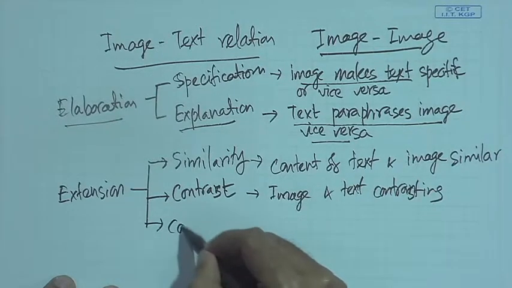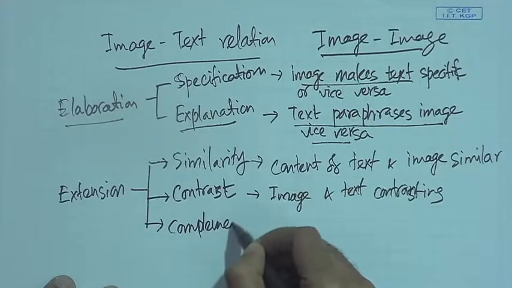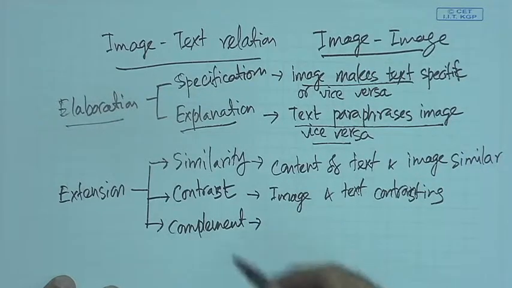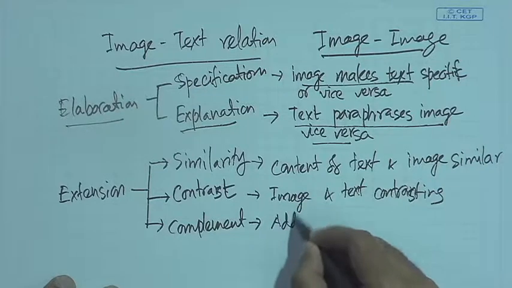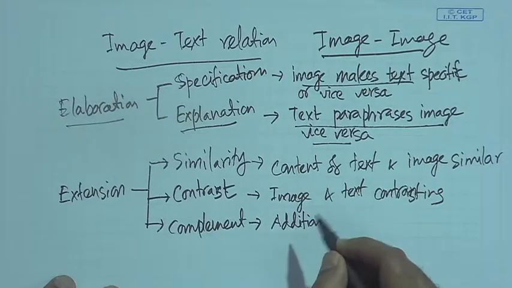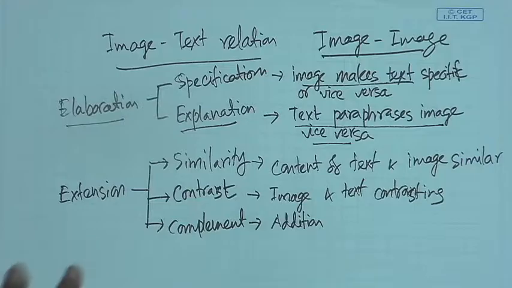The third one is complement. That is a true form of extension where the addition is happening, where the content of the image adds further information to the text or vice versa. The content of the text is adding further information to the image.